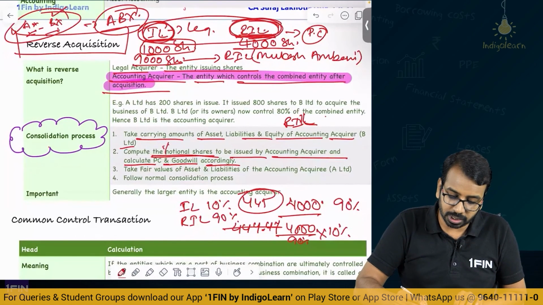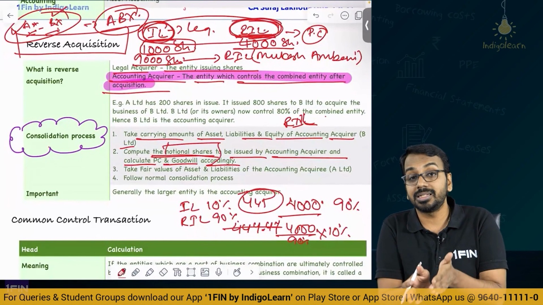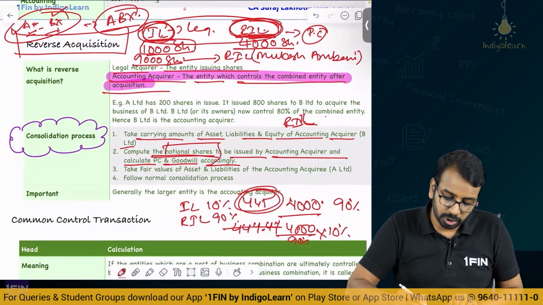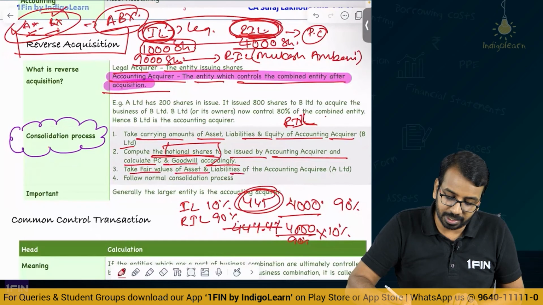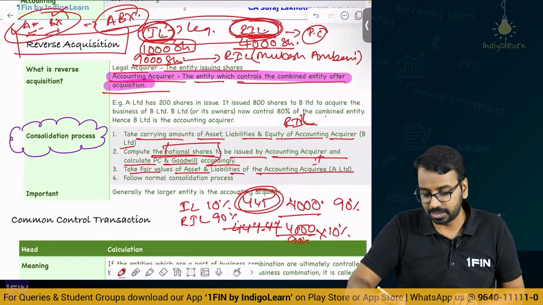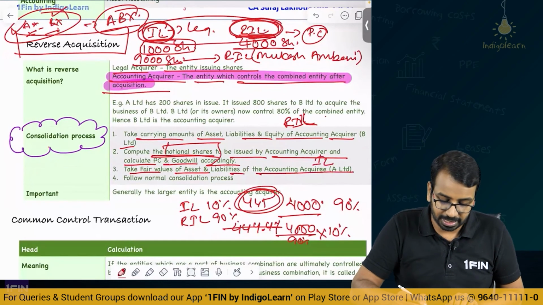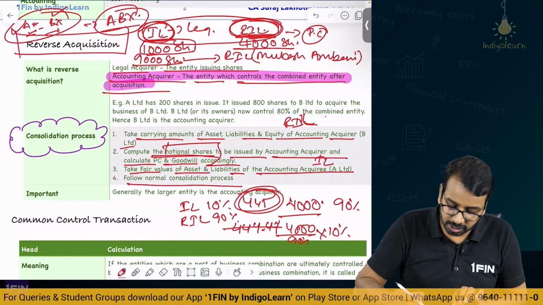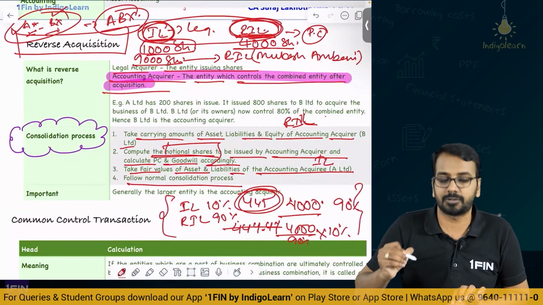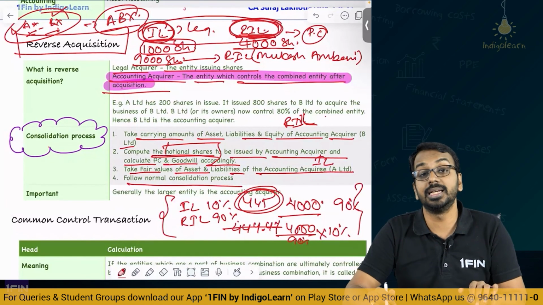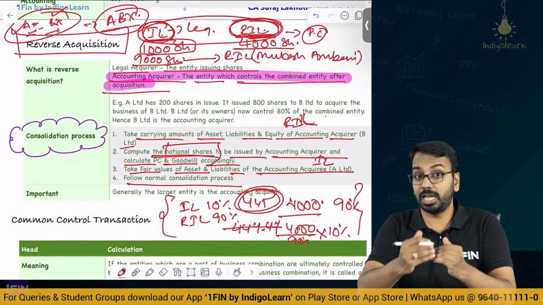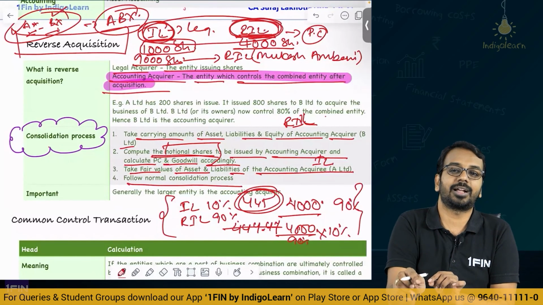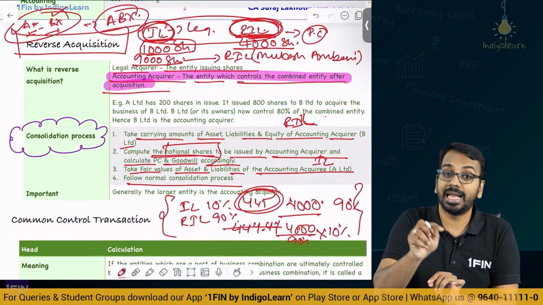So you will compute the notional shares as if Reliance Industries has acquired IndigoLearn, and you will do the accounting accordingly. You will calculate fair values of assets and liabilities of the accounting acquiree, that is in our example IndigoLearn, and you will follow the normal consolidation process. There is nothing difficult, once you can calculate these numbers, the rest all will be pretty simple and straightforward. Just be careful to calculate how many shares the accounting acquirer should issue.